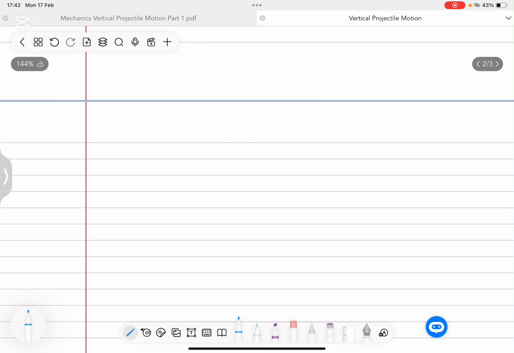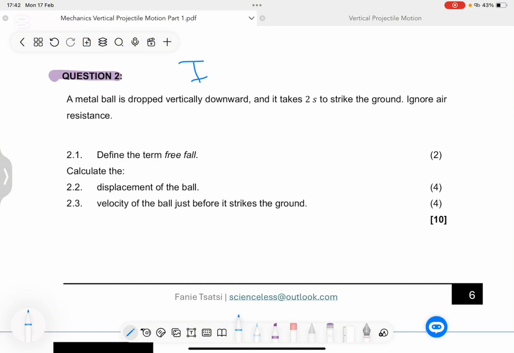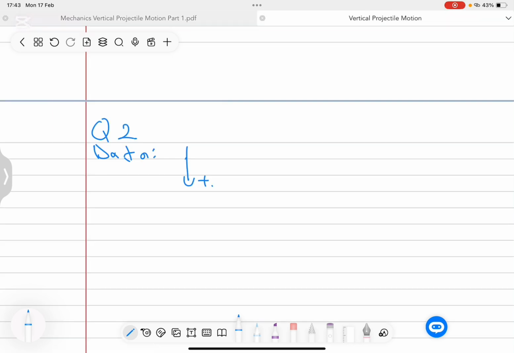Here by actually writing down my given information. So this is question 2. And what I will do is say take down as positive, right? So I'm choosing any vector that goes down to be positive. And here I'm given the time to be 2 seconds. Now what's happening here is that we have a ball that is dropped.